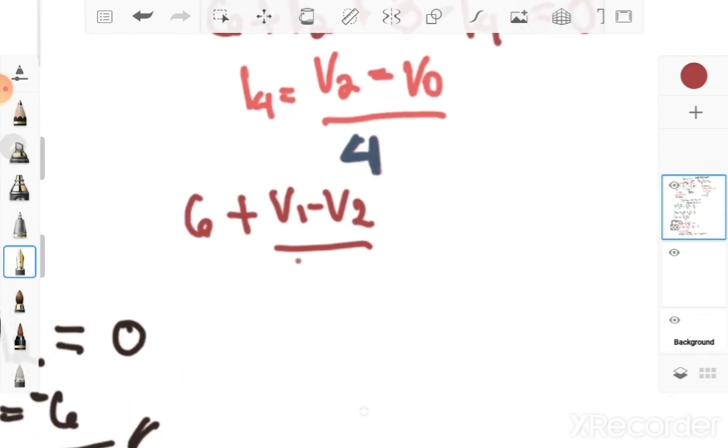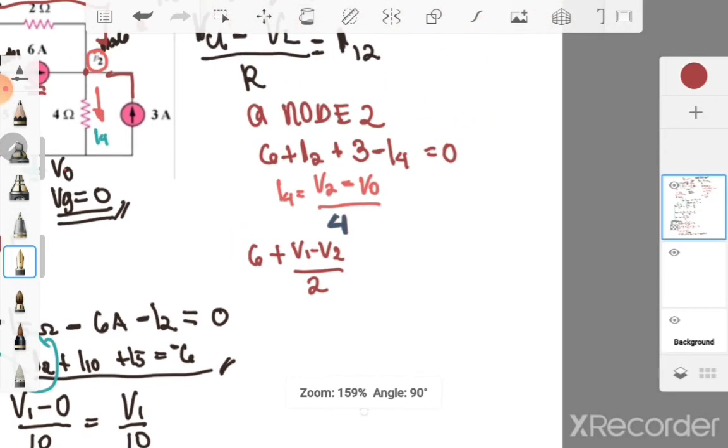Sir, paano pag ginamit ko yung V2 minus V1? E di, gawin mong negative, di ba? V1 minus V2 all over 2, plus your 3 amperes, which is going to the node, minus your I4, which is equal to V2 all over 4, which is equal to 0.